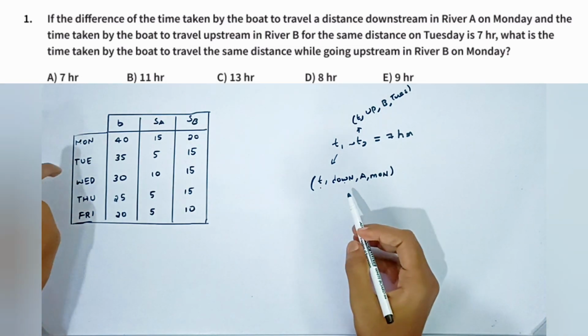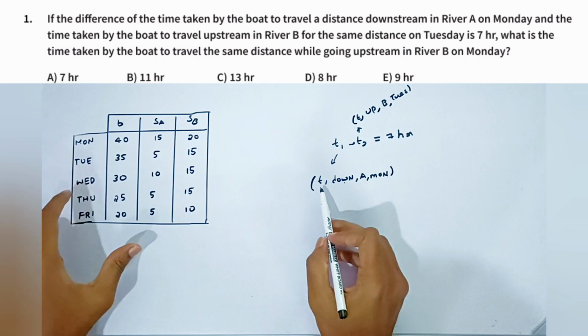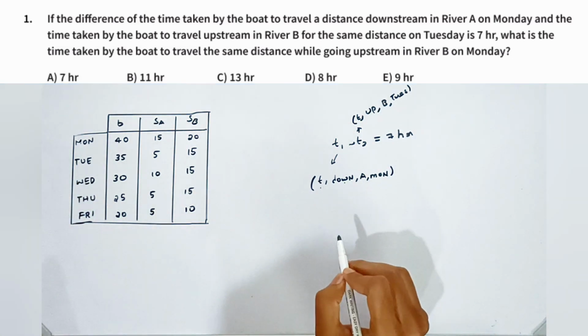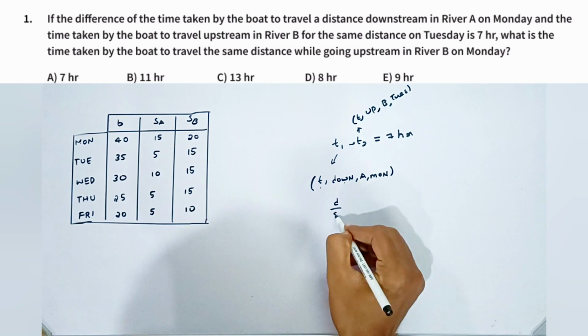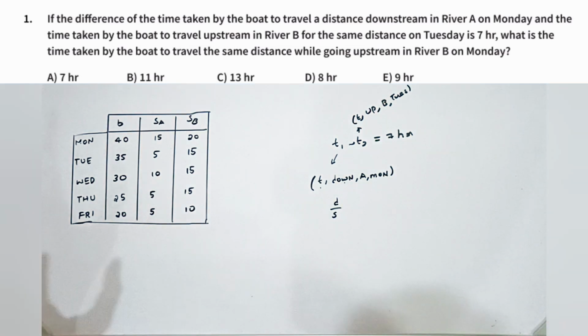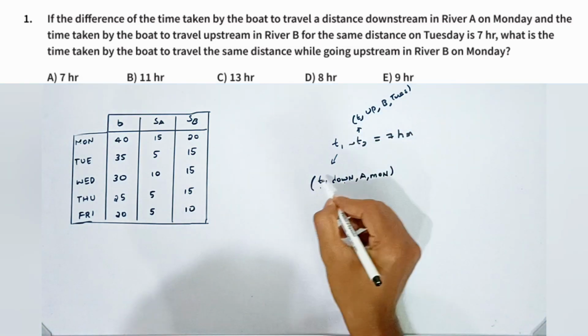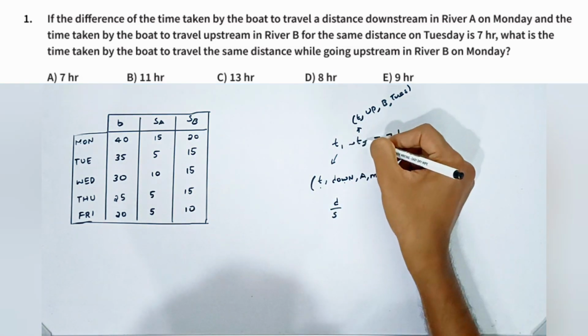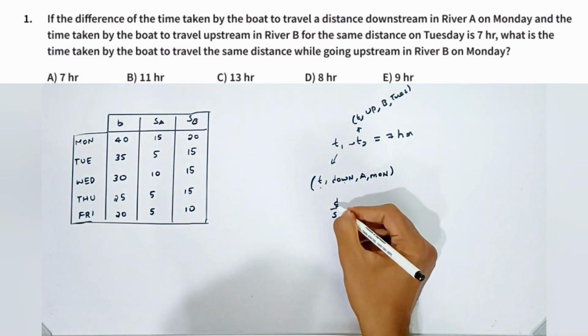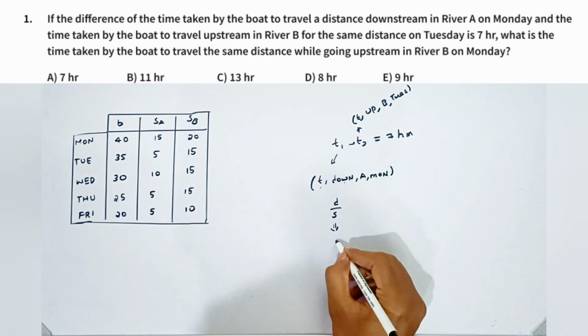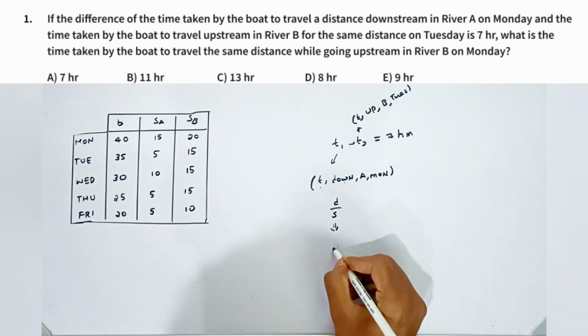Let us solve this. Here we have to write the time formula. Time is nothing but distance by speed, right? We don't know the distance, but we know that it is the same distance, which means here it is D, and the distance in T2 is also D. So T1 is nothing but D by S, and we have to calculate it. I am considering this distance as D.